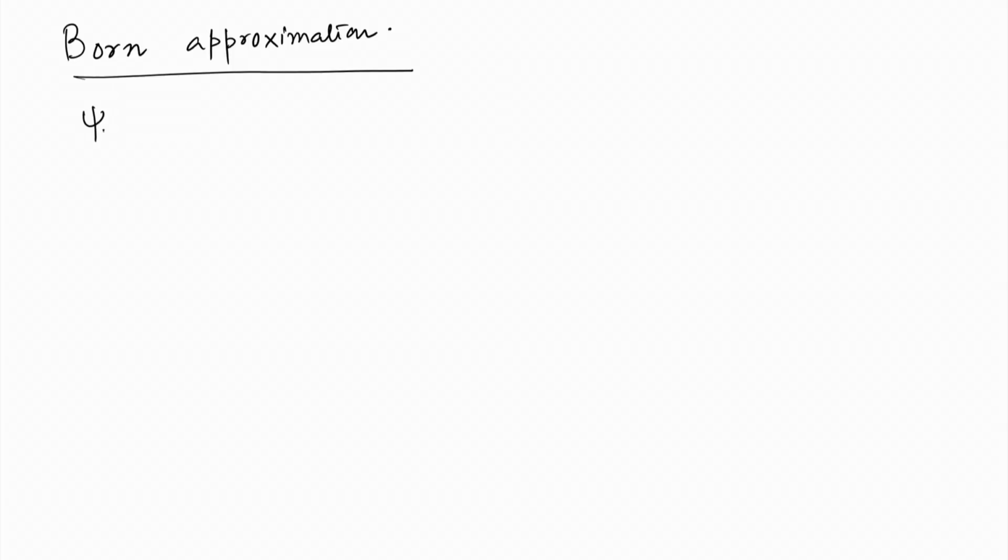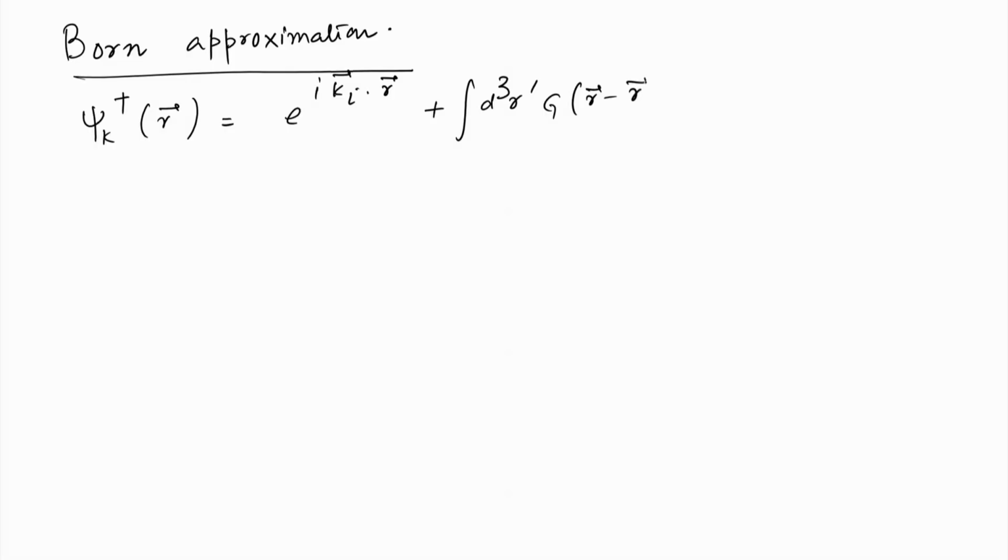So, psi_k^+(r) equals exponential i k_i dot r plus the integral d cube r prime G(r minus r prime) u(r prime) psi_k^+(r prime). I am once again writing this, this is plus, I am sorry. So, this was the original ansatz that we had. So, a simple change in notation.